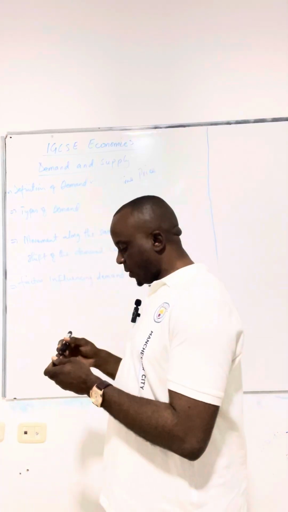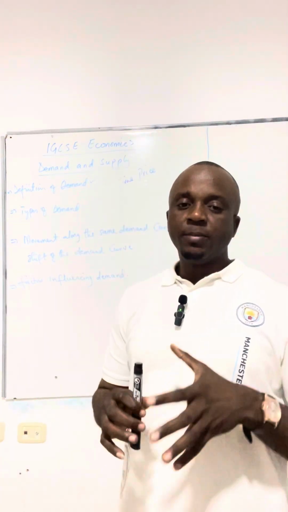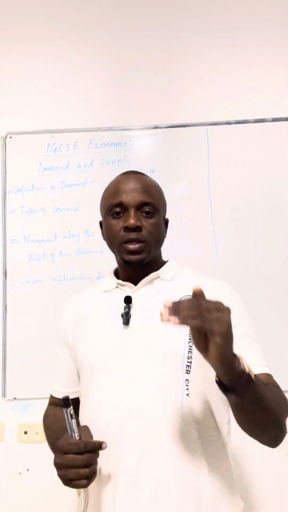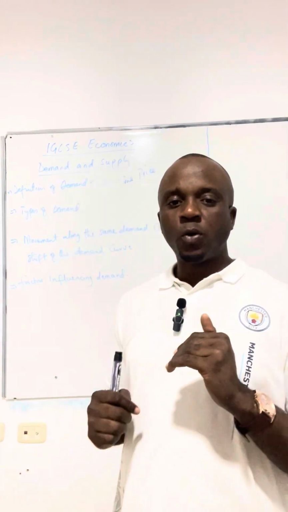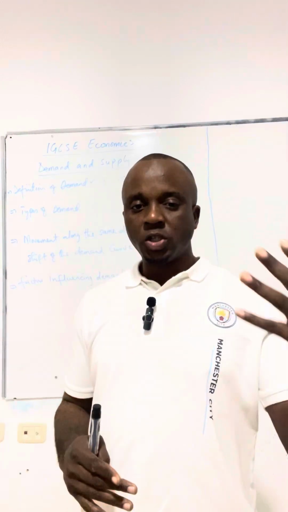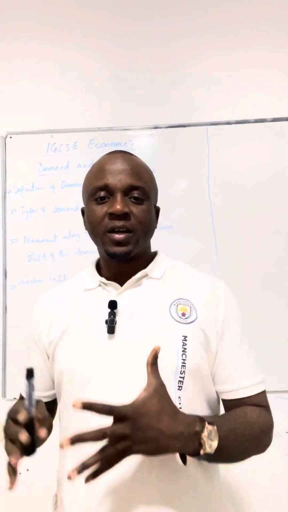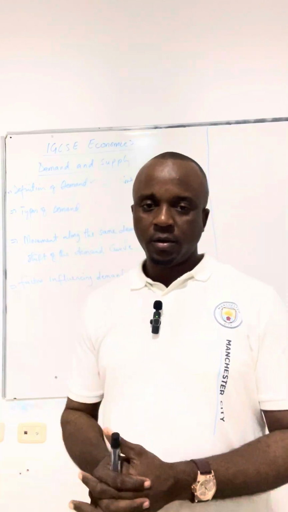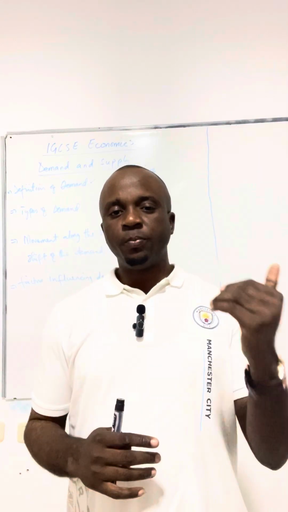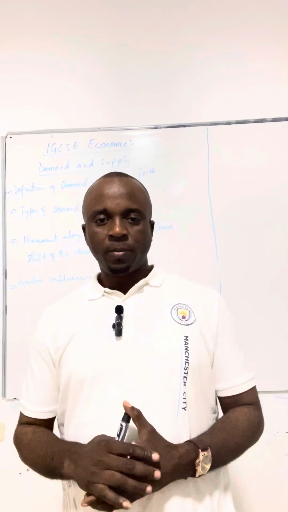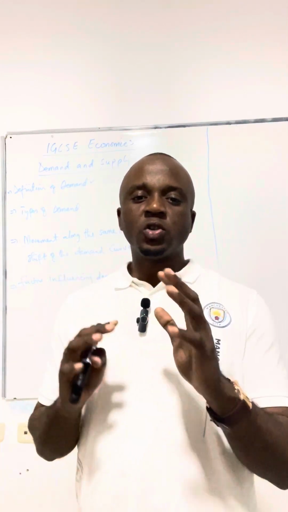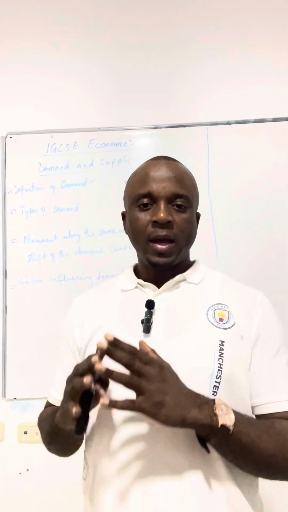Now, this demand is expressed in two ways. It can be expressed in a tabular form and it can be expressed in a graphical form. When the different quantity of goods and services that consumers are willing to buy at a particular price and time is expressed in a tabular form, it is called a demand schedule. But if it's expressed in a graphical form, it is called a demand curve. So a demand schedule is a table that shows the different quantities of goods and services that consumers are willing to buy at a particular time and at a particular price. While a demand curve is a graphical representation of the different quantities of goods and services that consumers are willing to buy at different prices.